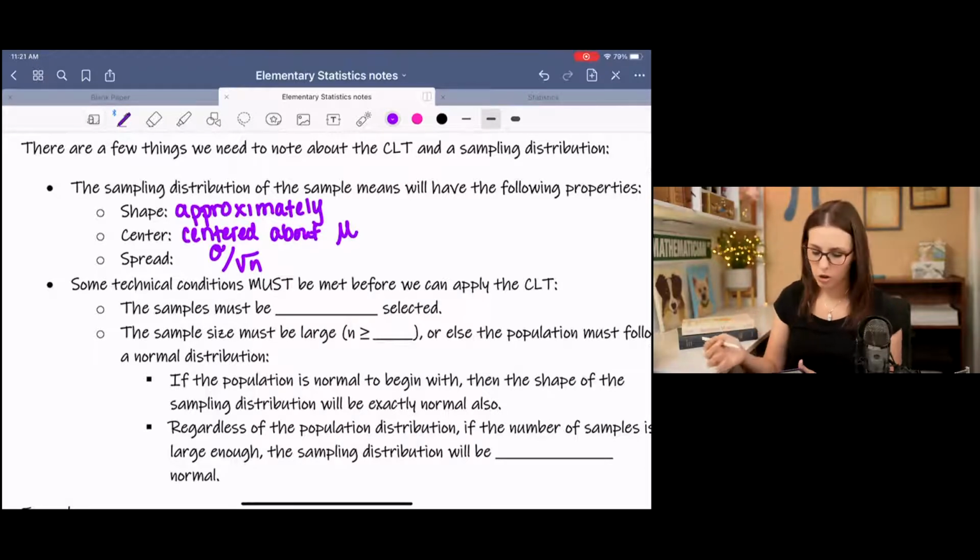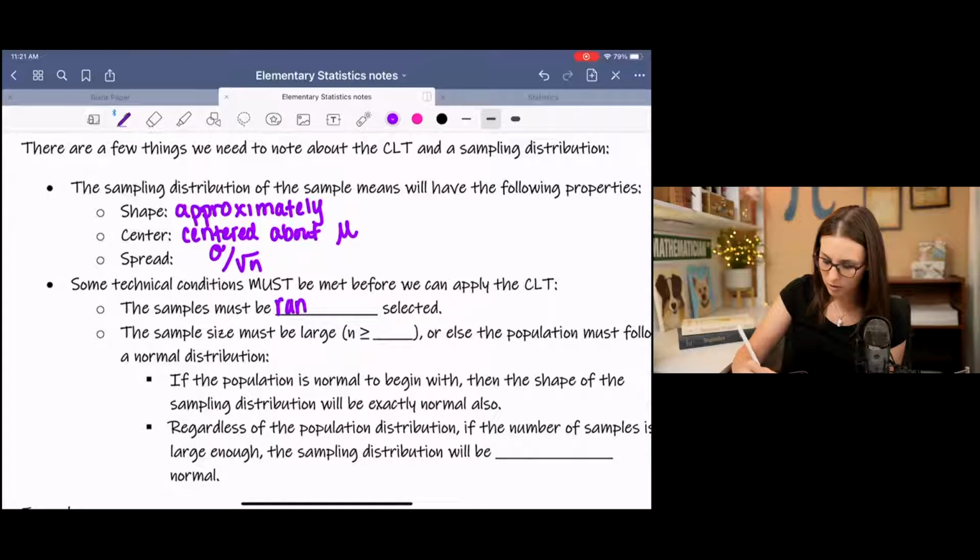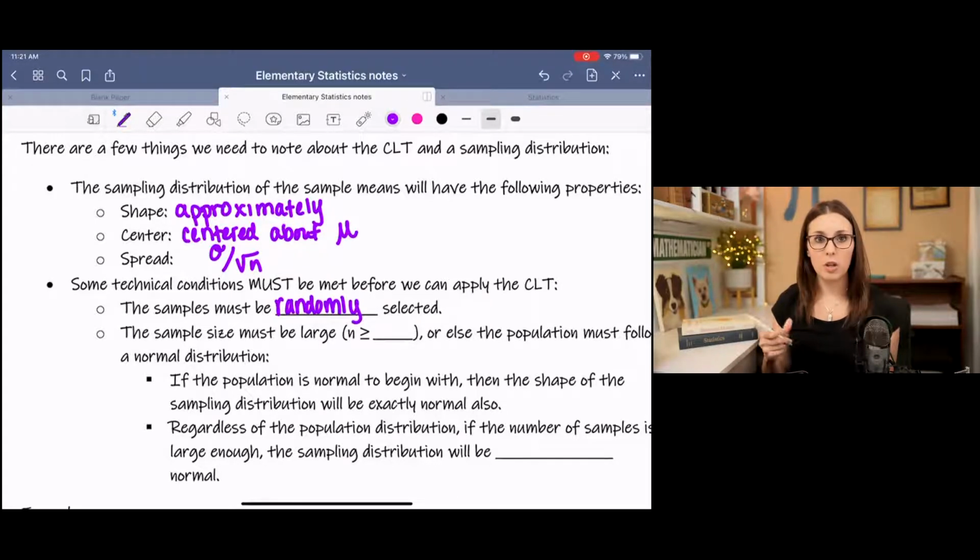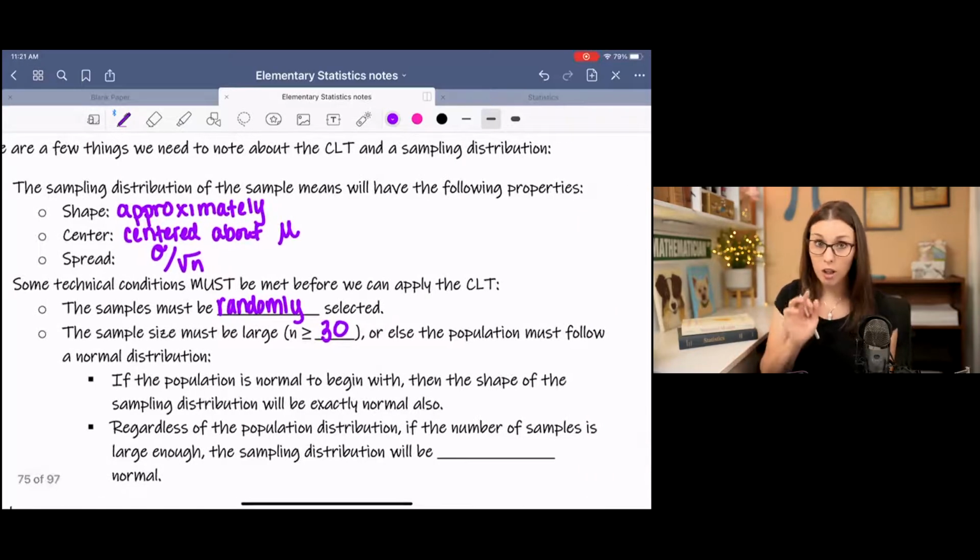Here are the qualifications. The sample has to be randomly selected, which is why I used that simulator from the textbook, because it did true random samples from the population. The sample size must be large, or if it's not large, then the population has to be normal to begin with. This is so important.